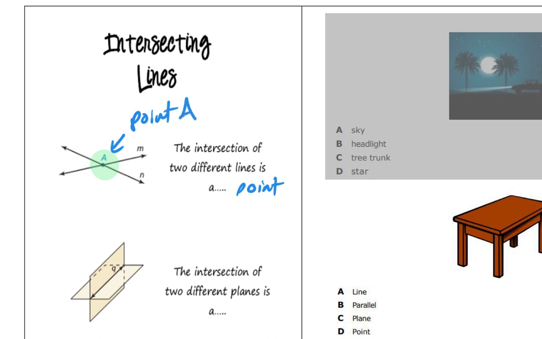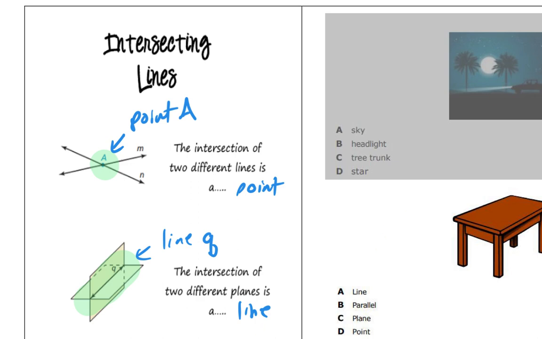All right, now what about this? This says the intersection of two different planes is a what? So if we see this plane right over here, right? And then we see this plane right over here. Where they intersect is this right here, right? What do we call that? We're going to call that a line, right? And we would call that line Q, right? Because we see that right there. It says Q. So we would call that line Q. All right, so when two lines cross, they cross at a point. When two planes cross, they cross at a line.